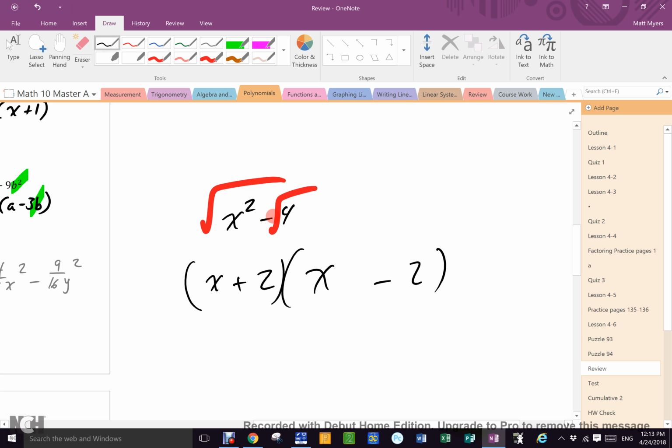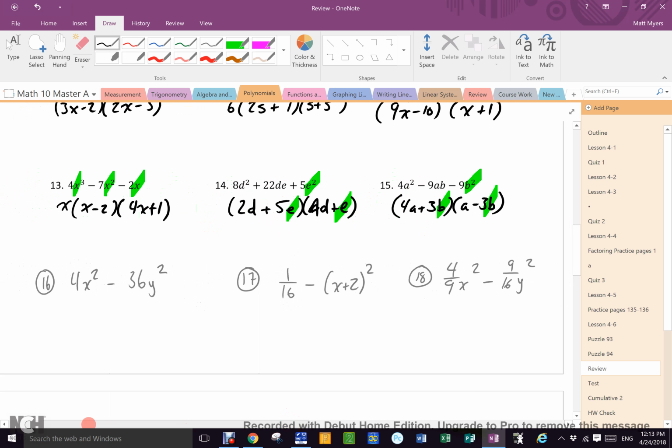Anytime you have a square minus a square. Now, do I have a square minus a square? Does 4 have a square root? What is it? 2. Does x squared have a square root? What is it? X. Plus, does 36 have a square root? What is it? 6. Does y squared have a square root? What is it? Y. And then I write it again the exact same way, except there's a minus between it.